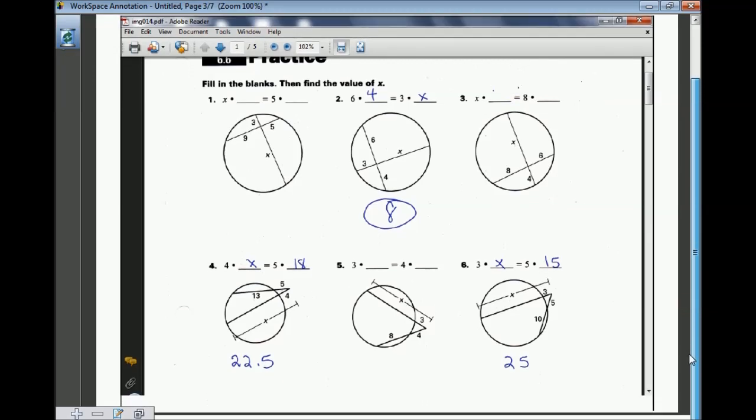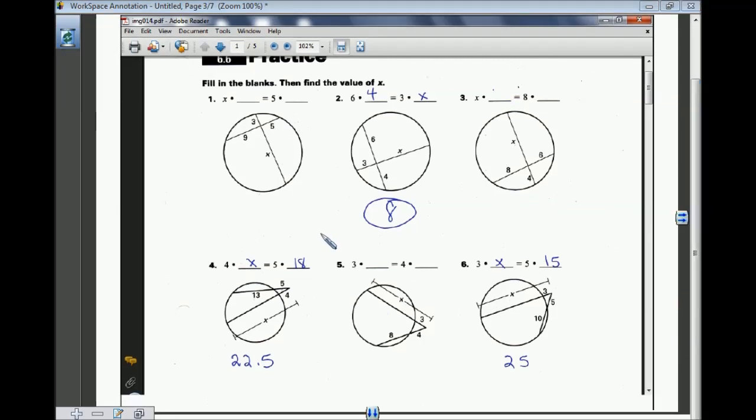Okay, this homework answer key had all the problems, even though I didn't give you all the problems on it. So look through, see what you think. So for number 2, it should have been 6 times 4 equals 3 times x, and you should have found that x is 8. Any questions about number 2? Number 4, you get 4 times x and 5 times 18, so x is 22.5. Okay? Number 6, 3 times x and 5 times 15, and we should have gotten 25.